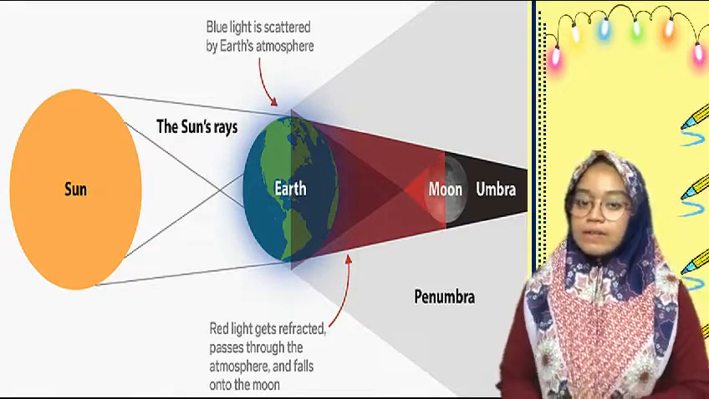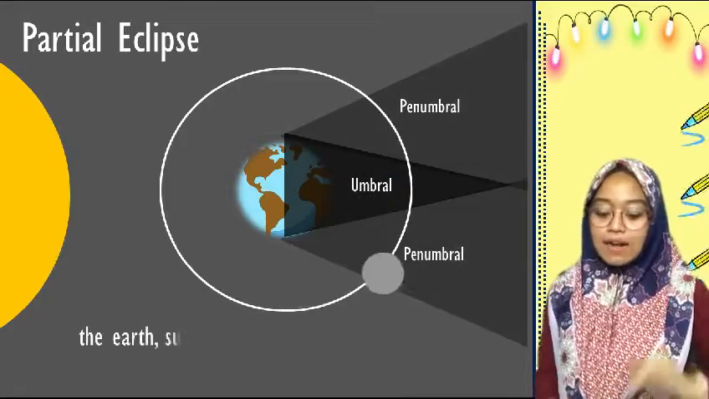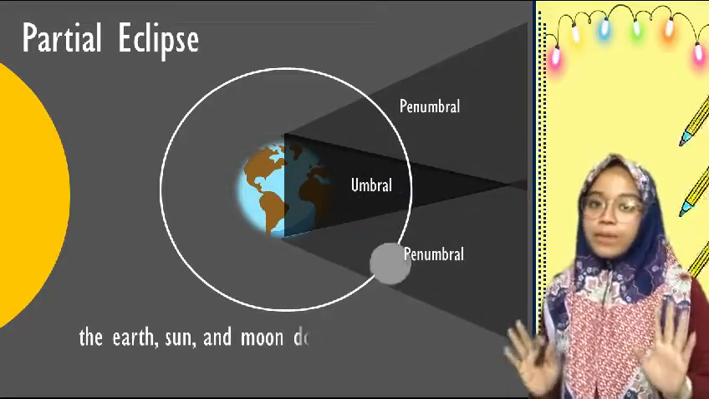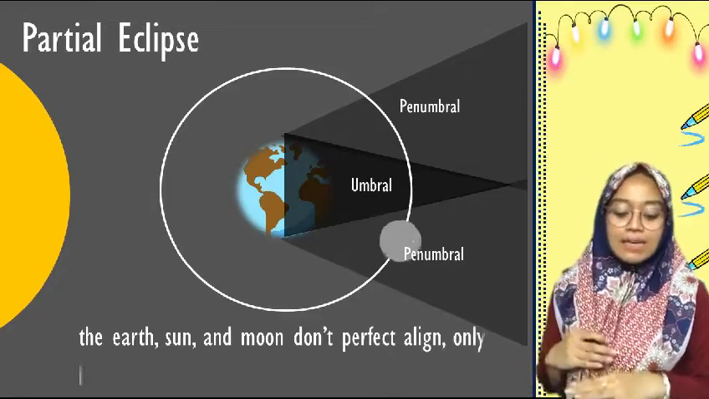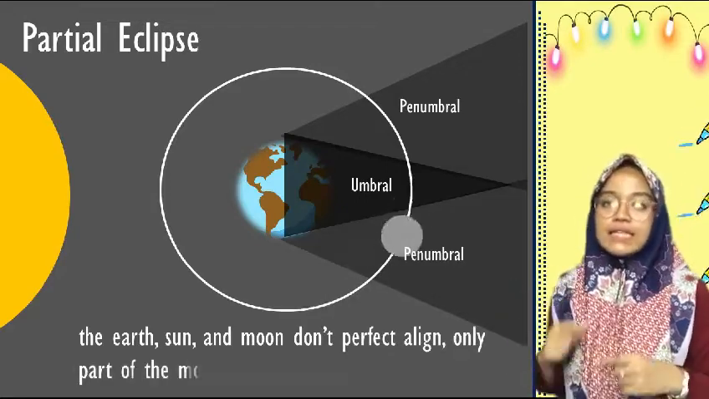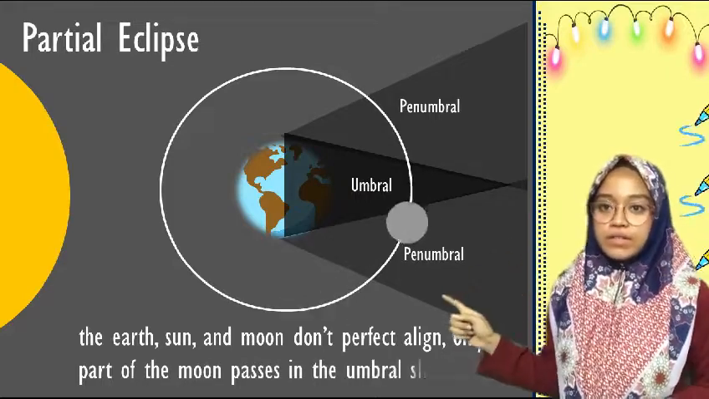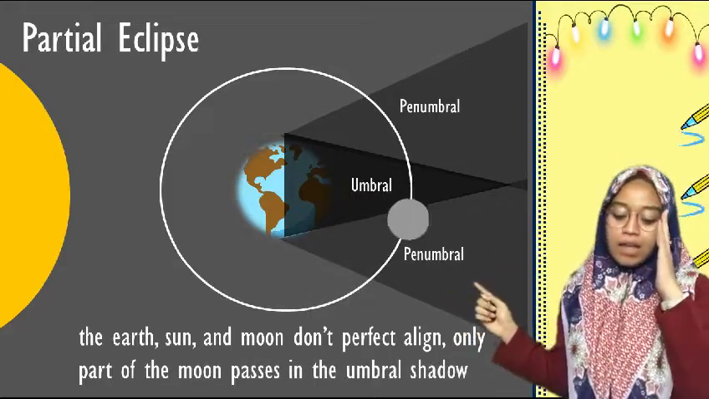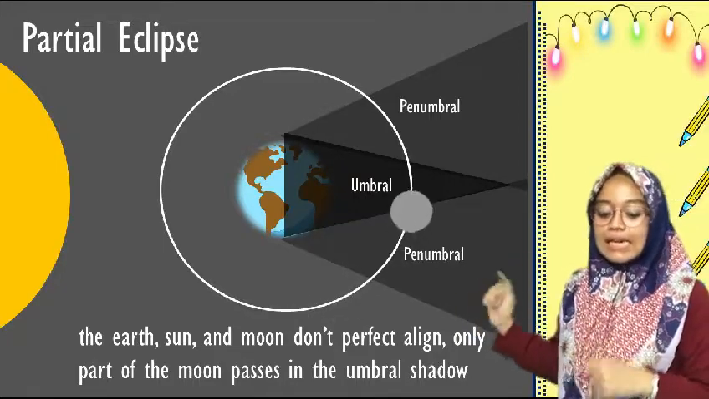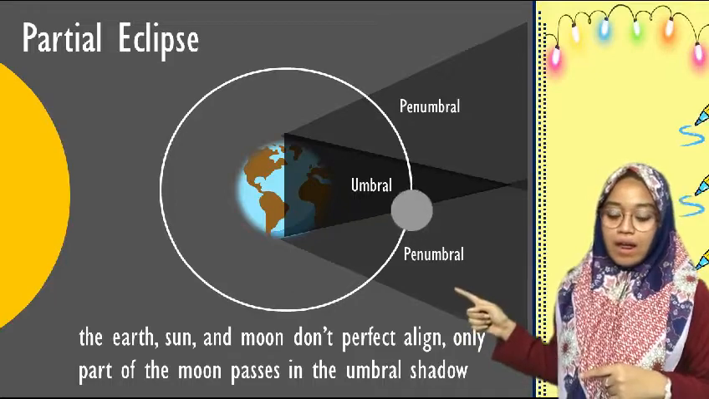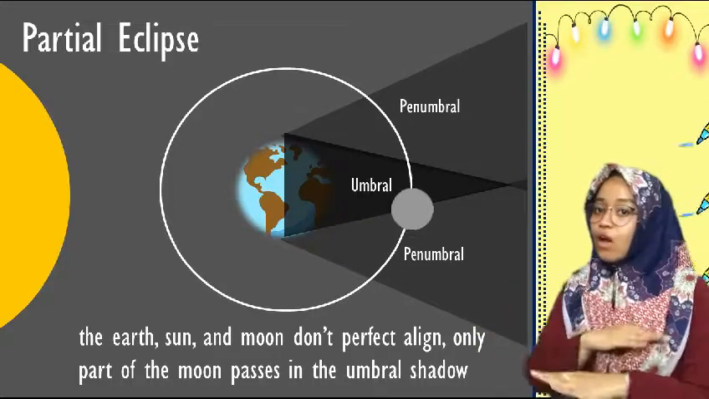A partial eclipse occurs when the Earth, Sun, and Moon don't perfectly align. So only part of the moon passes into the umbral shadow. You can see this animation. The moon just passes into the umbral shadow, only part of the moon, not all of it.